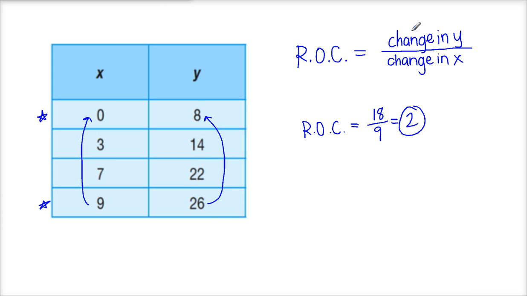So that's the process. This is the formula that we're using to find the rate of change in a table. And remember, it doesn't matter what 2 points you choose. Just remember we're subtracting the bottom one and then the top one.